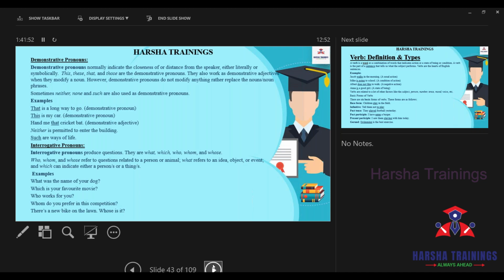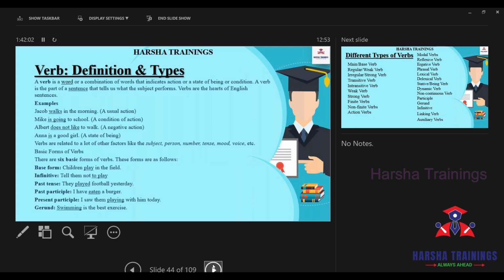What was the name of your dog? Which is your favorite movie? Here, what and which are called interrogative pronouns. Understood? Now, coming to the verb, I told you what a verb is, right? Simply put, it's an action word, a word that has some action in it, right?